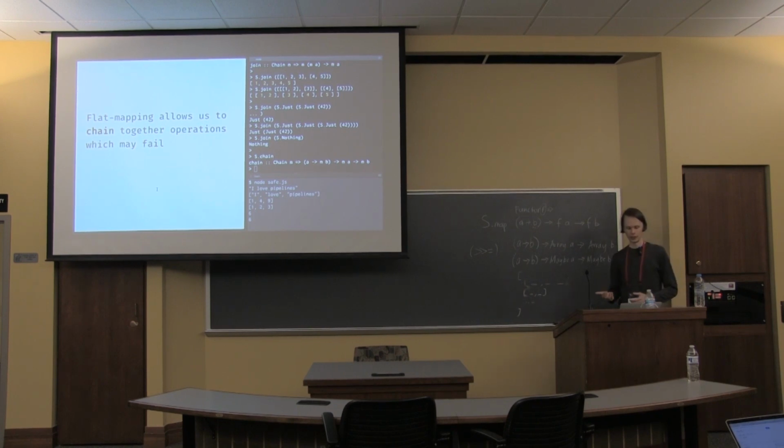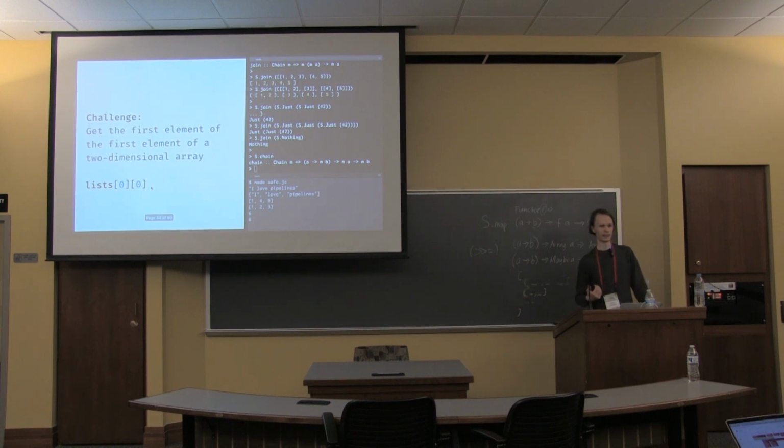Chain maybe is not the most intuitive name, but we can think of it as chaining together operations which may fail. Now, that's not really the case always, because we may just be dealing with arrays, and the example that we had a moment ago isn't really dealing with failure. But if we're dealing with the maybe type, then we really are dealing with failures. So this is a more difficult challenge, and we'll probably have a short break before we go too much further. The challenge is to get the first element of a two-dimensional array.